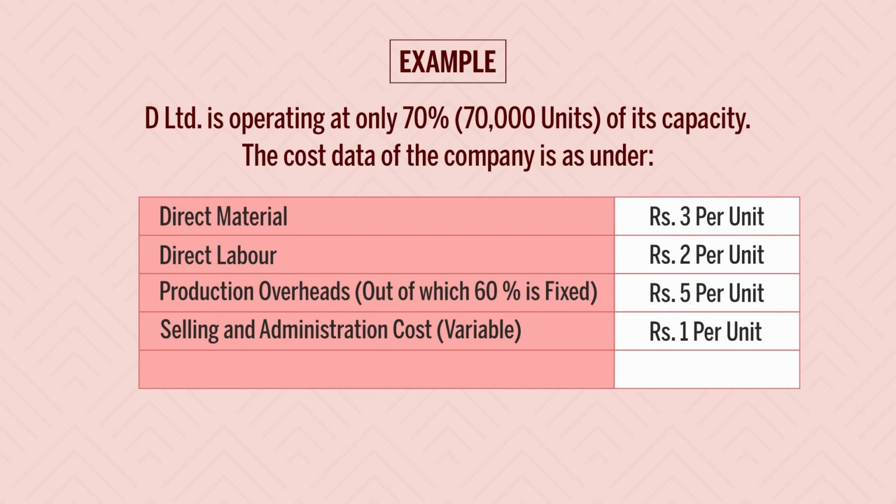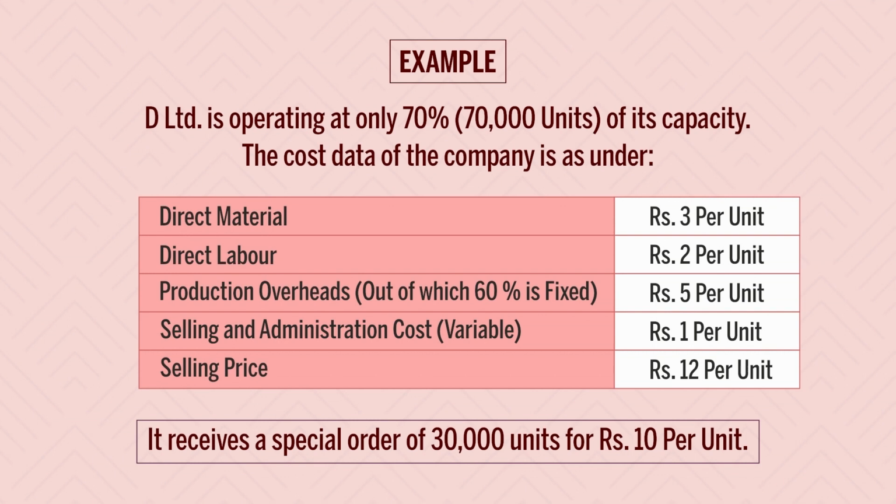So, these are the 1, 2, 3, 4. First 4 are nothing but cost data. If we make the total of this, so 3 plus 2, 5 plus 5, 10 plus 1, 11 is the total cost of product right now and it is sold at rupees 12 per unit in the market. So, this is the existing situation.